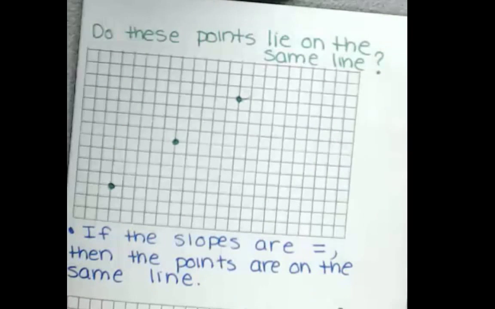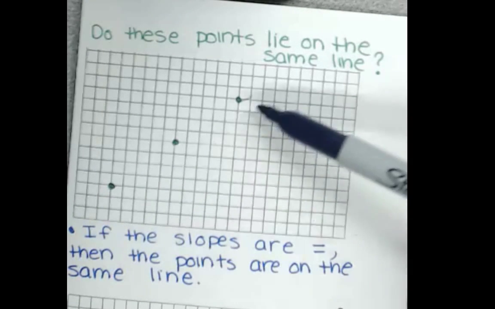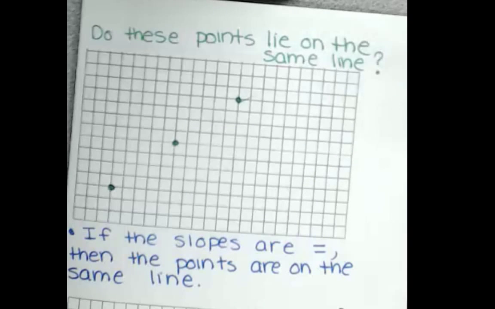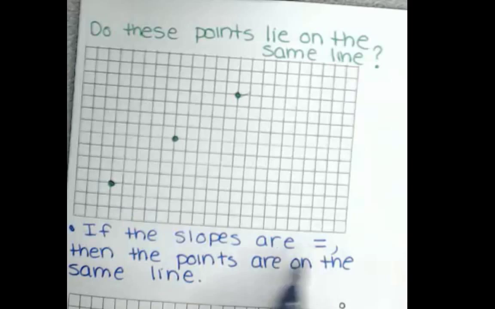Another thing we must determine using slope is to determine if these points lie on the same line. Well, they certainly look as though they're on the same line, but that is not proof enough to determine if they lie on the same line. If we can conclude that the slopes are equal, then the points are on the same line.